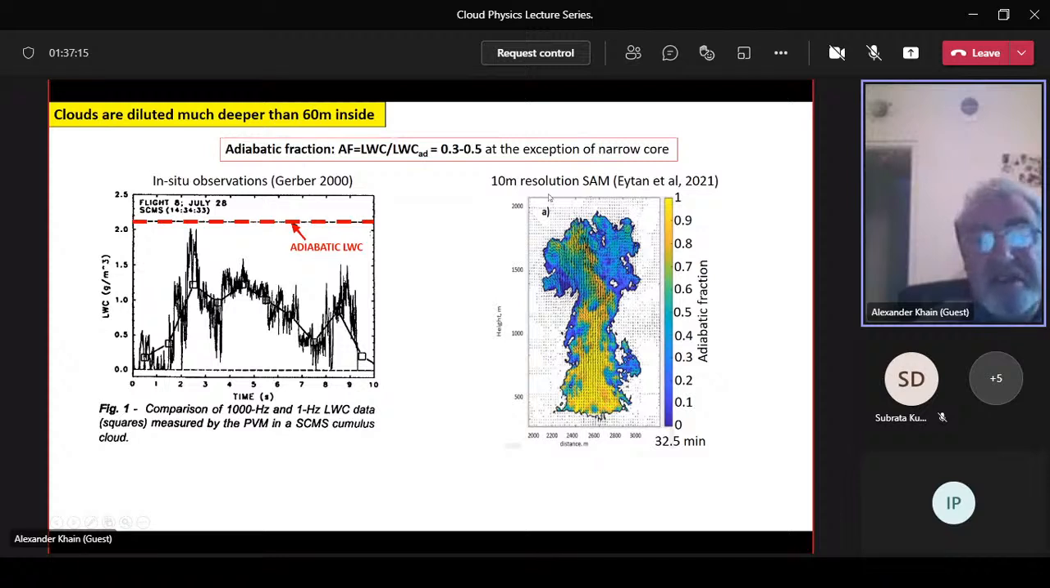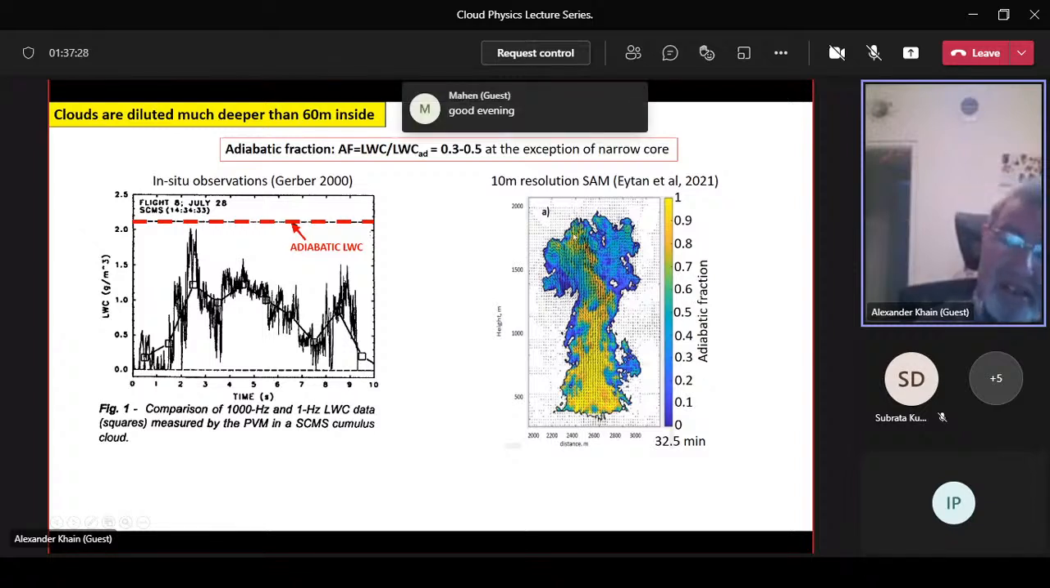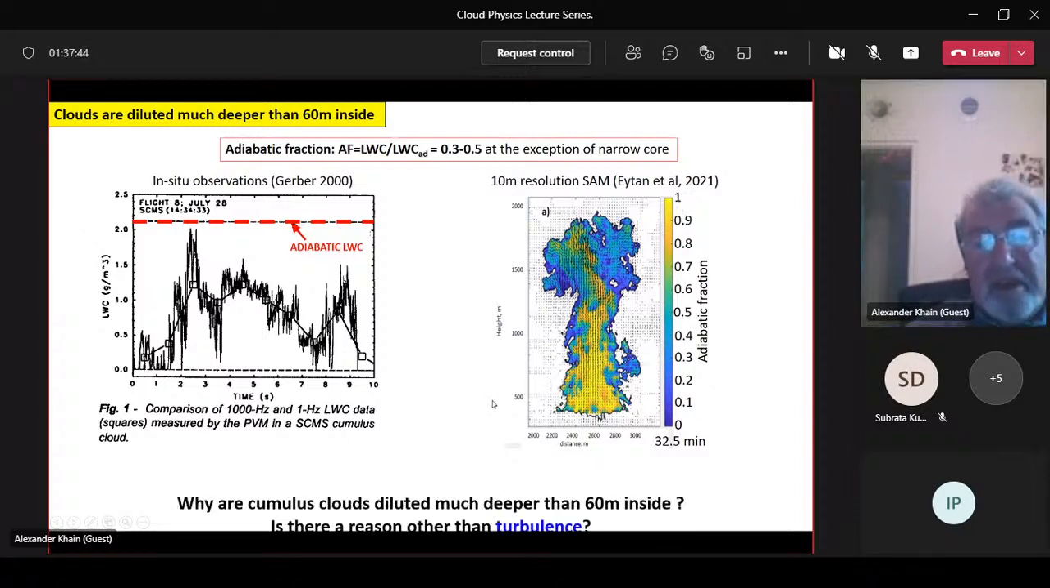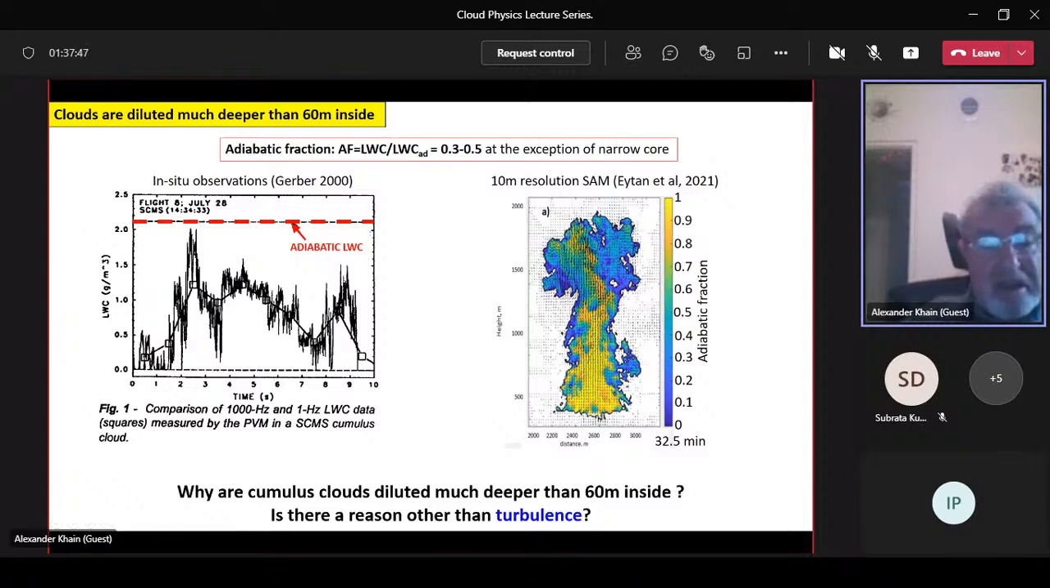The same we see in our 10 meter resolution simulation of convective clouds. These are the values of adiabatic fraction, with low values, less than one, where one is the cloud core. Okay, so the question: why are cumulus clouds diluted much deeper than 60 meters inside? Is there a reason other than turbulence?